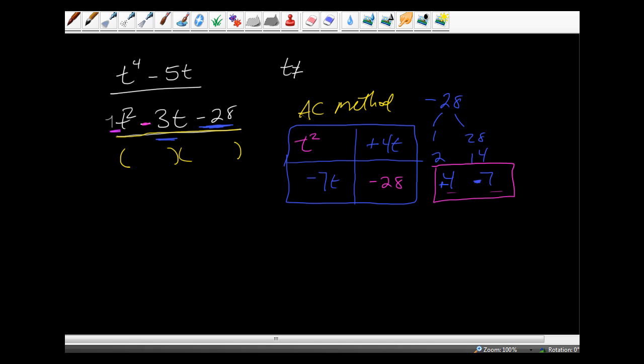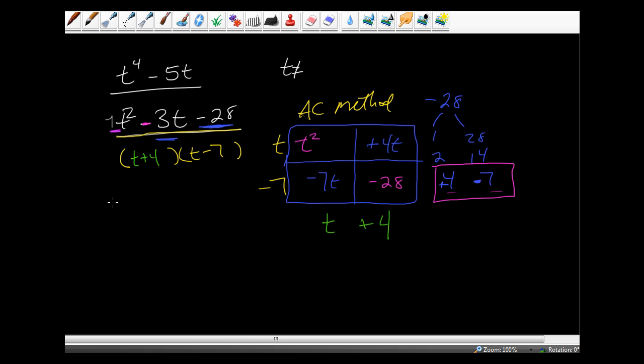Now our area model tells us that we need to factor out all of our like terms going across and down. So t squared and 4t both have a t in common. And negative 7t and negative 28 both have a 7 in common. And let's say it's a negative 7 because these are both negative, right? So I have t minus 7 over here. Down on the bottom, t squared and negative 7t both have a t in common, and 4t and negative 28 have a 4 in common. So in this case, I have t plus 4 and t minus 7. Those are my factors.